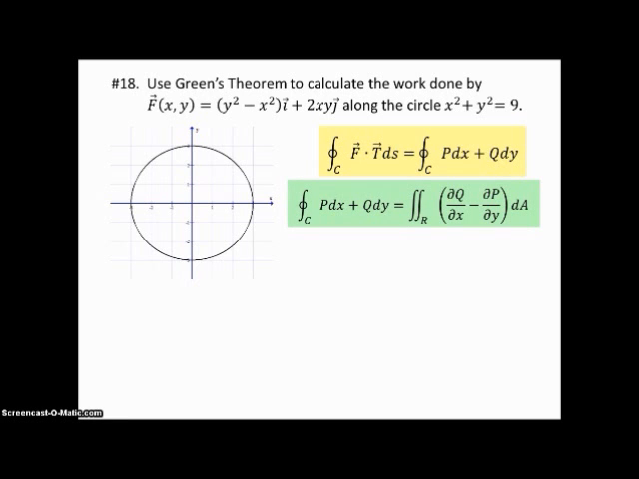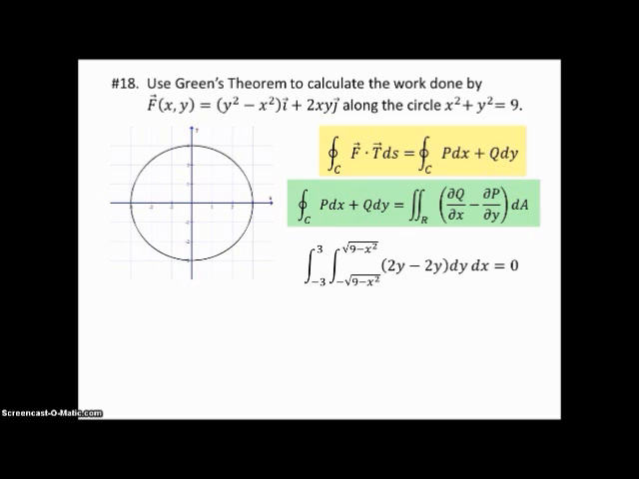So using Green's theorem, we're going to integrate over the area using this formula. And so we set it up, arbitrarily choose to integrate with respect to y first, since the region is vertically and horizontally simple. And so y is going to go from the bottom of the circle to the top of the circle, and then x is going to go from -3 to 3.